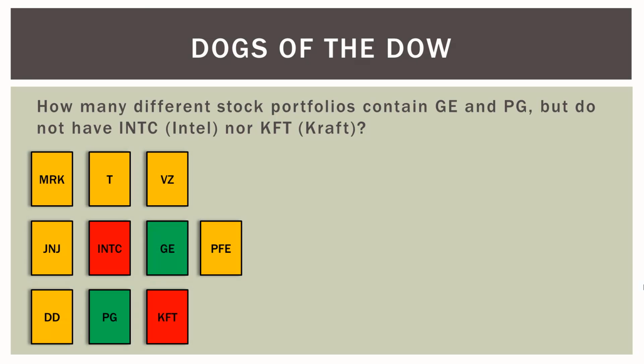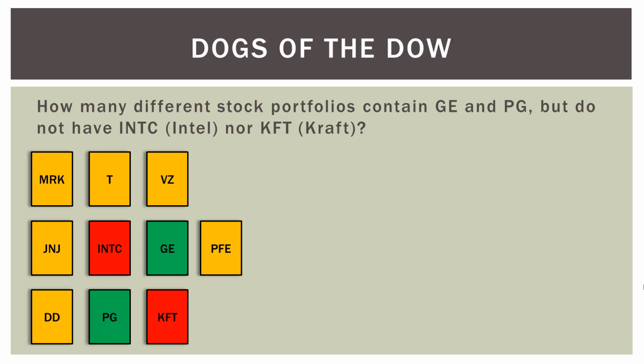So for this one, I went ahead and made a little diagram here that actually contains the information in our prompt. Now we know we want to have GE and P&G. So if you look here, I have colored those green, because those are good. Green is good, kind of like a stoplight. So we have those two as green. Now we know we do not want to have Intel nor Kraft. So I've colored those two red. So you can see Intel there in the center and Kraft at the lower right.